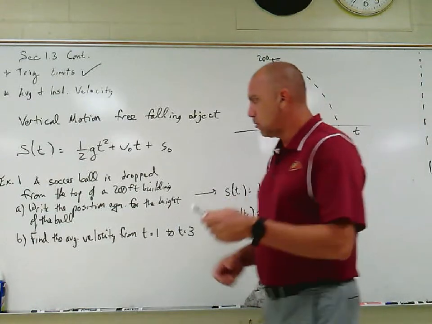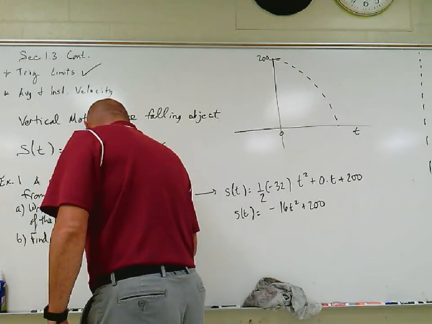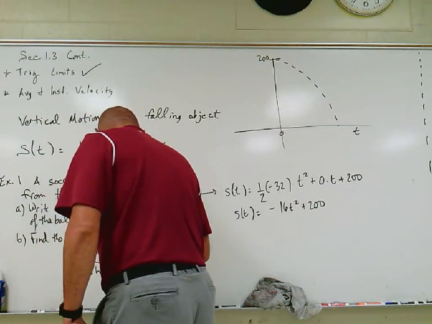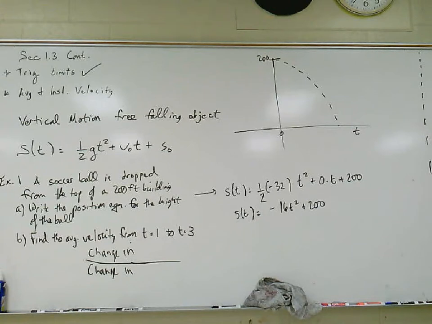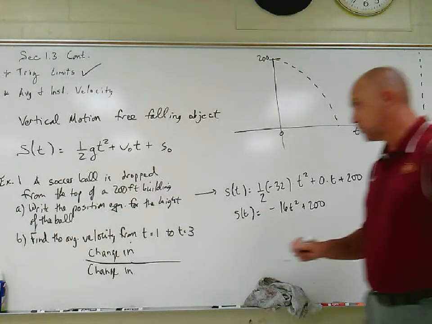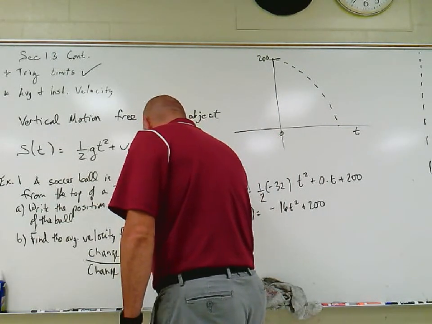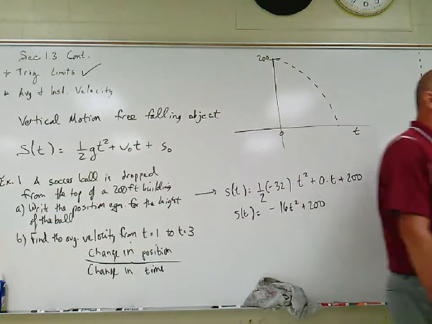So average velocity or average rate of change is always change in blank over change in blank. I'm leaving those blank. I want to know if you can tell me what's the blank. Average velocity or average speed is change in blank over change in blank. That's exactly right. Change in position over change in time. That's how you always get your average speed. You got to know how far you traveled and in what time you traveled it.